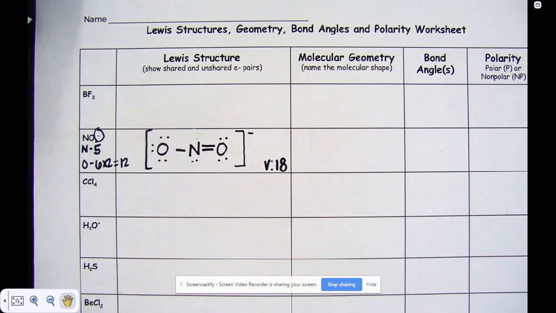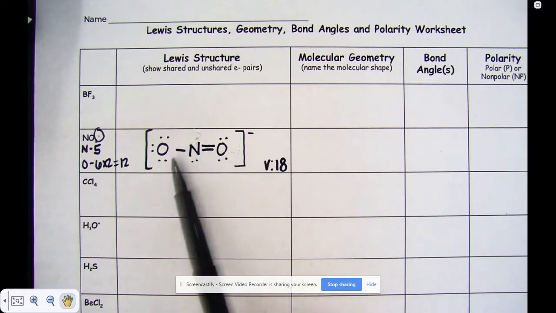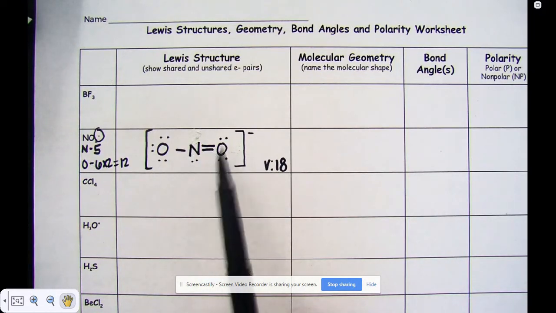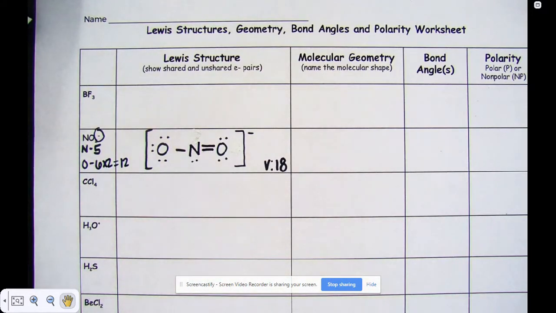Okay, in terms of figuring out the molecular geometry, you're only focusing on the middle piece. My nitrogen, we would call this having 2 shared pairs. All right, again, a double bond counts the same as a single bond. So it has 2 shared pairs. It's bonded to 2 things, and it has 1 unshared pair.